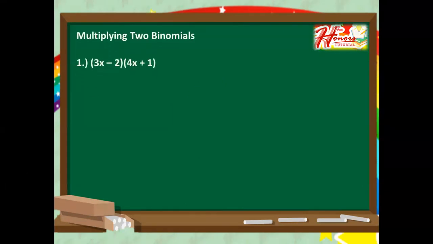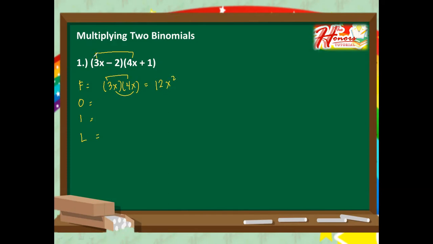So we have here multiplying two binomials. You have two choices: to use the FOIL method or to distribute it. Let's use the FOIL method. FOIL method means the first term first. First term. So we have here 3x times 4x. So that is 3 times 4, that's 12. And then x times x, that's x squared. Why? Because 1 plus 1 is 2 for x.